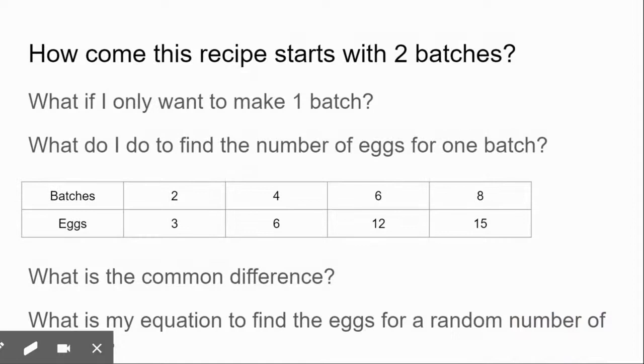Well, what if I only want to make 1 batch? What if I don't want to make 2 batches? Then what am I supposed to do? Think about that for a minute, and then I want you to find the common difference. And I want you to think about what that equation should be.